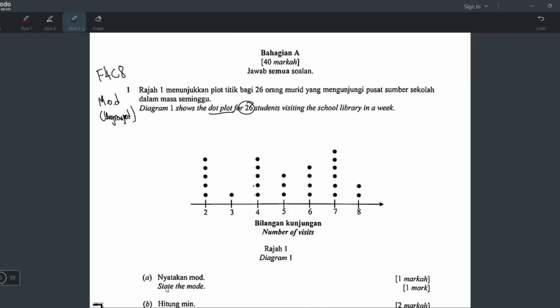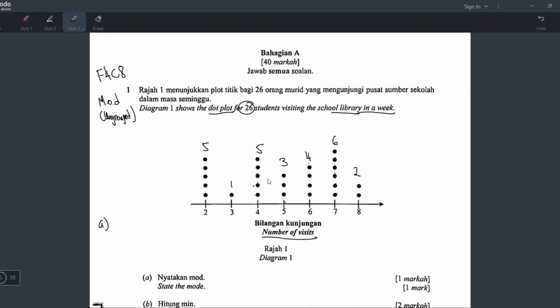And then A says state the mode. All right, before stating the mode, let's observe the dot plot first. So as you can see, number of visits, 2, got how many dots? 1, 2, 3, 4, 5. That means there's 5 people that visit 2 times. They visit the school library 2 times in a week. And then for 3 is 1 dot, and then for 4 is 1, 2, 3, 4, 5, and then for 5 got 1, 2, 3. Then is 1, 2, 3, 4 dots here. 1, 2, 3, 4, 5, 6 dots here, 2 dots here.